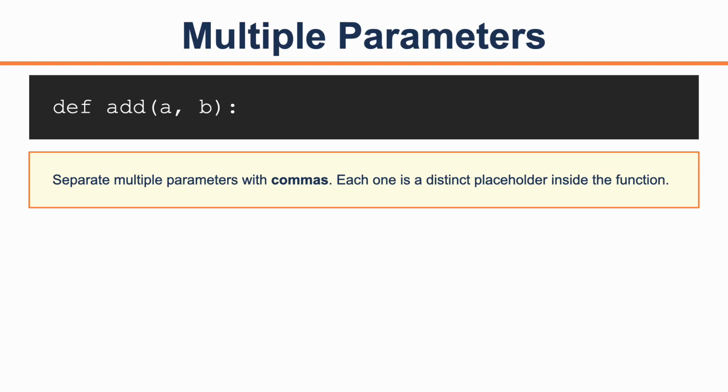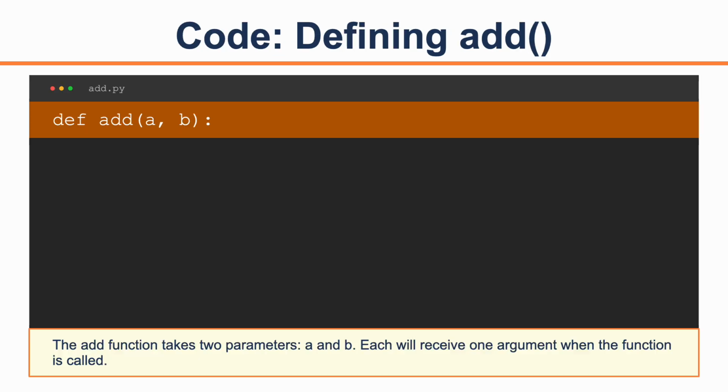Here, the add function takes 2 parameters, a and b. Each one receives a separate argument when the function is called. The order of the arguments matches the order of the parameters. Now, let us build the add function. The first line uses keyword def, the function name add, and 2 parameters, a and b. Each parameter will hold one of the values passed in at the time of the call.